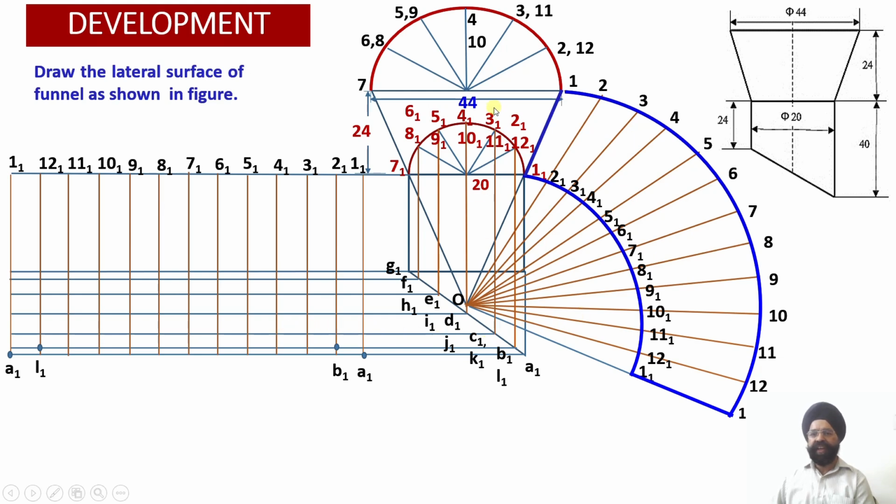And which generators is it going to cut? 3-1 and 11-1. So on the 3-1 vertical generator, I am going to locate which point? C1 over here. So C1 will be located on the 3-1 vertical generator and K1 will be located on the 11-1 vertical generator. Similarly, the next one, D1 and J1.